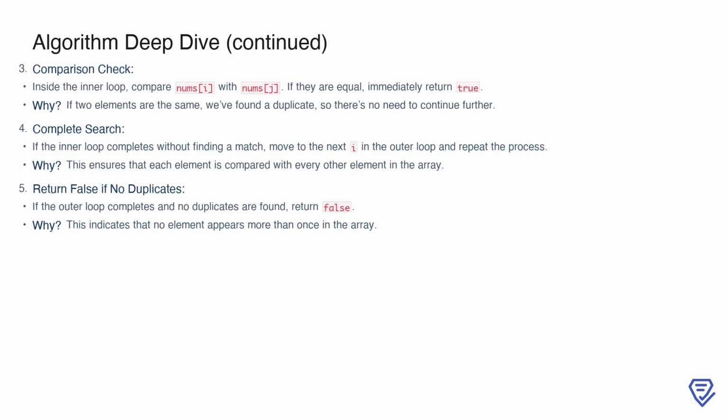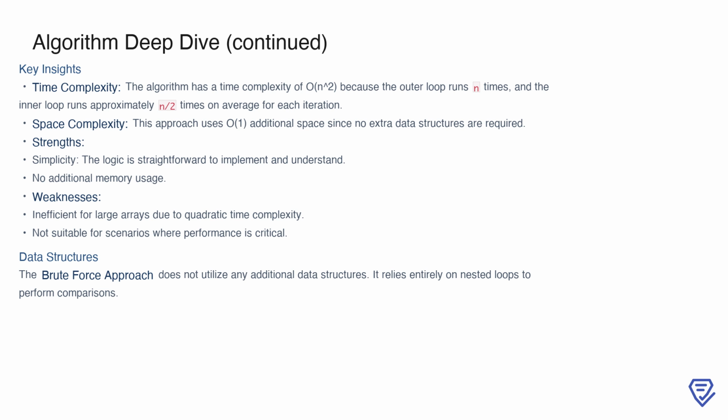While this approach is straightforward and ensures a complete search, it is not the most efficient method, as it requires a nested loop structure to perform these comparisons. Analyzing the brute force approach reveals some important insights. The time complexity of this algorithm is O(n^2). This is because for each iteration of the outer loop, which runs n times, the inner loop runs approximately n/2 times on average. As the array size grows, this quadratic growth in comparisons makes the approach inefficient.